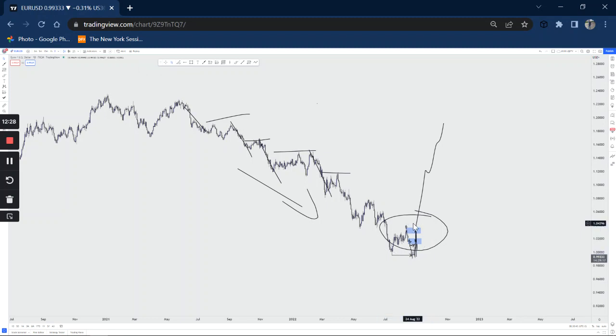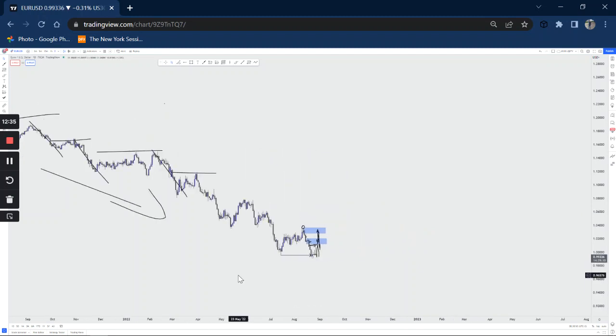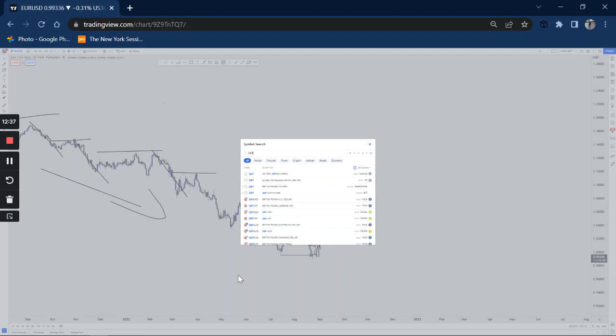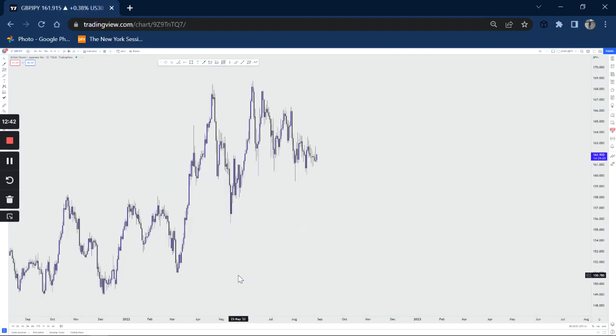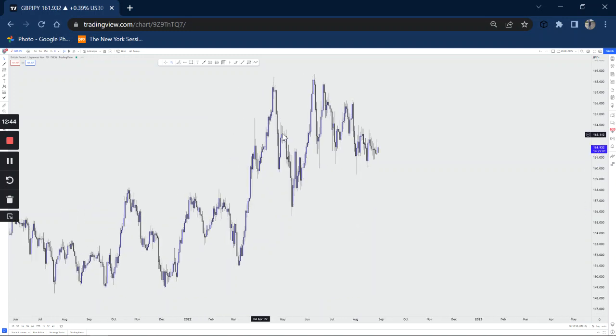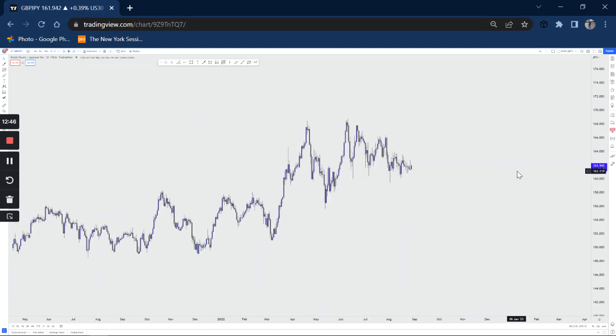So yeah, guys, now I'm going to be moving to the last pair that we're going to be going through, which is pound yen. So pound yen is kind of choppy now, a lot of choppiness, as you can see happening here, a lot of choppiness. So for now, I'm going to be staying out of pound yen, because there's a lot of indecisiveness in the market. Like you can see, price is literally pushing down.